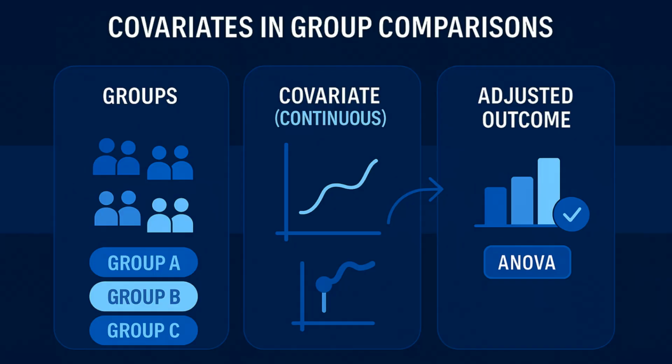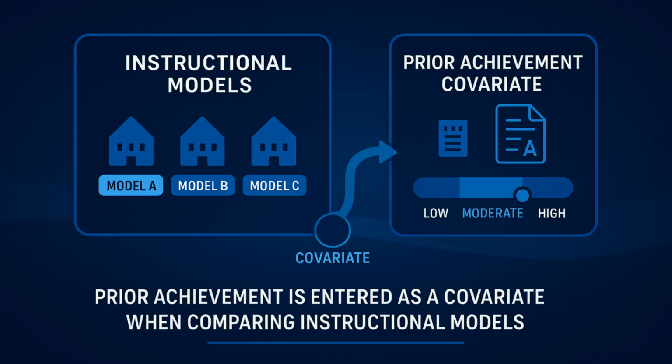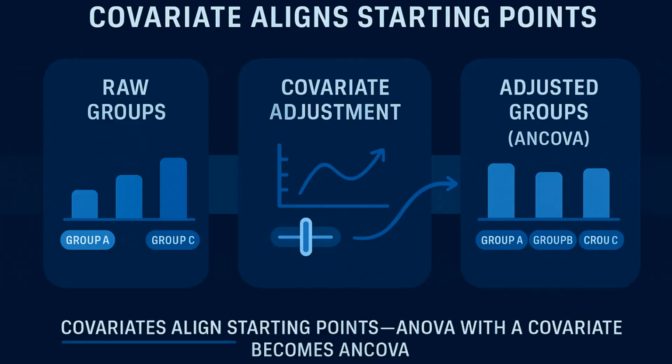Some studies include covariates, which must be understood conceptually. A covariate is a continuous variable that influences the outcome and is included to make group comparisons more precise. It is not the focus of the research question and does not replace the independent variable. Instead, it accounts for background variation that might otherwise distort group differences. For example, when comparing student achievement across instructional models, prior achievement is often included as a covariate.